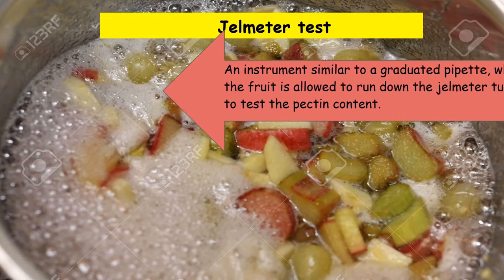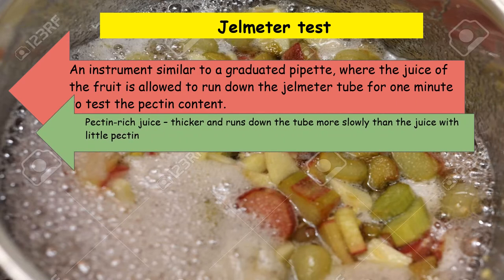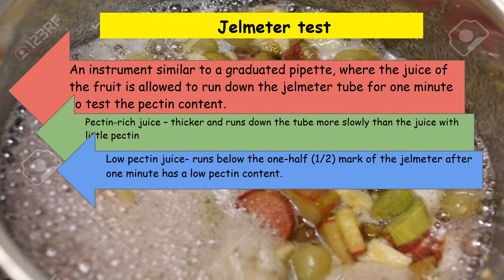Gel meter test. An instrument similar to a graduated pipette, where the juice of the fruit is allowed to run down the gel meter tube for 1 minute to test the pectin content. Pectin-rich juice is thicker and runs down the tube more slowly than the juice with little pectin. Low pectin juice runs below the 1/2 or half mark of the gel meter after 1 minute and has a low pectin content.